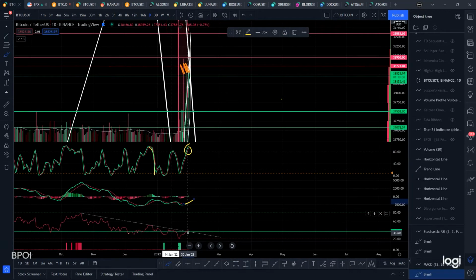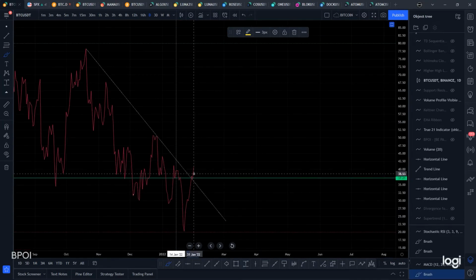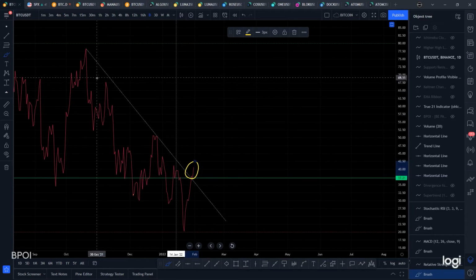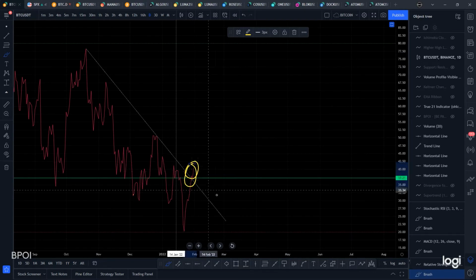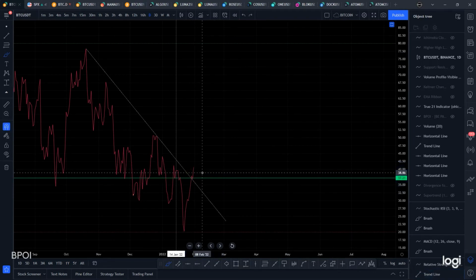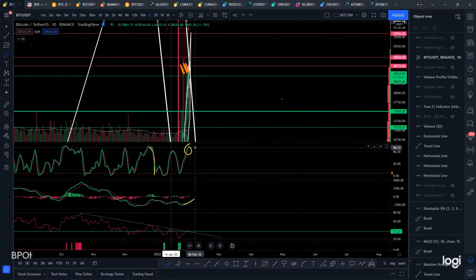Bullish MACD, but on the RSI on the daily time frame, we've had a break of this trend line, which we haven't been able to do since the 20th of October. So this is a really bullish move for Bitcoin. But we're still seeing indicators to a degree overbought, particularly the stochastic RSI.